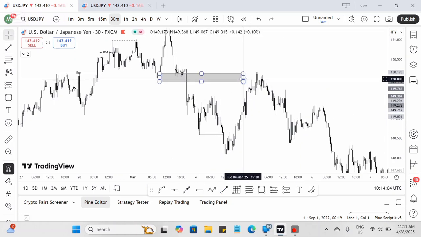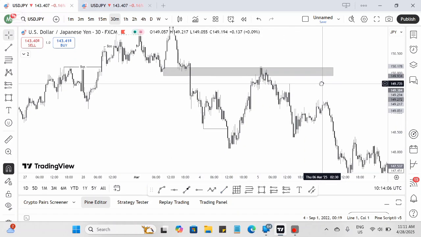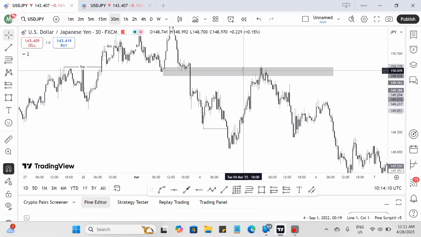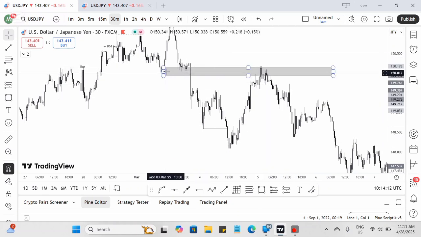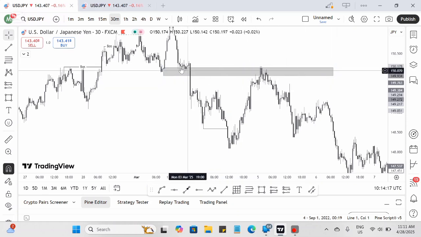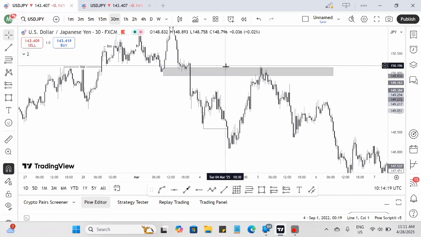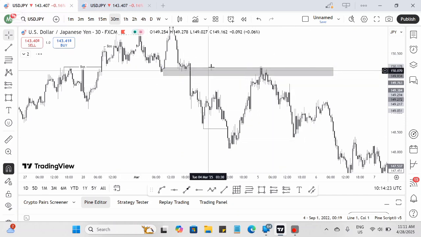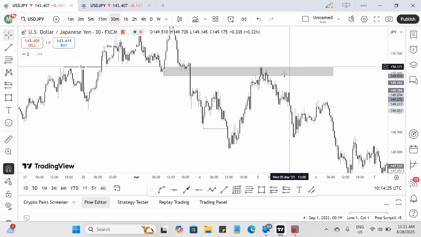So what did price do? Price came back, retested it, and continued to the downside. What did we say about breaker block? It's a failed order block that serves as a resistance zone. See, price came back, retested it, broke, then came back, retested it, then went down. This is an example of a breaker block. We'll be doing more examples in more videos to come.